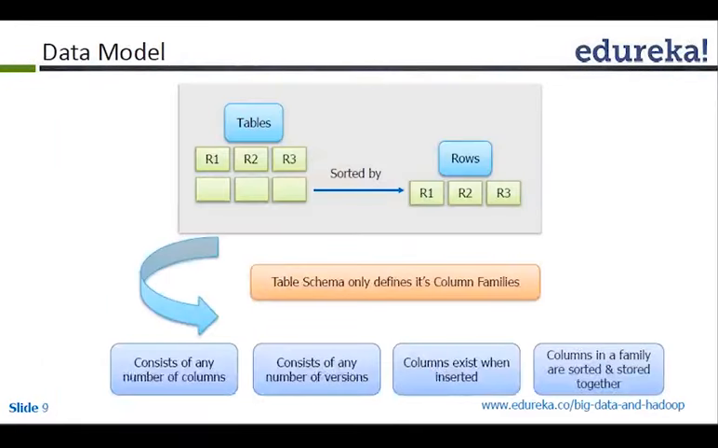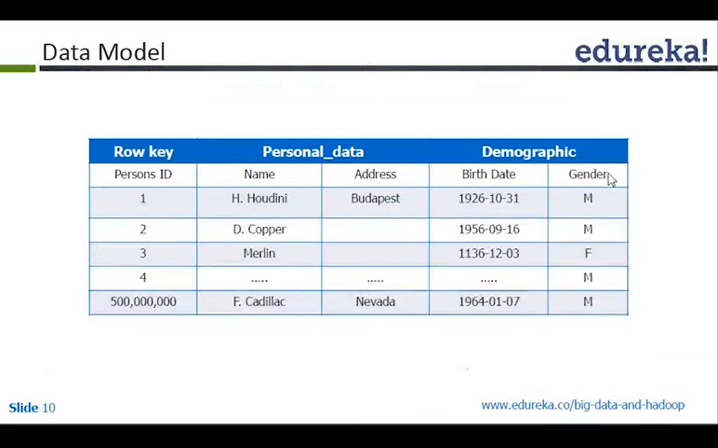So if you look at the data model, you would see that the table schema only defines the column families. We have actually done that in the hands-on. It will consist of any number of columns. So columns are added at the time when you add a record. It can consist of any number of versions depending upon the schema that you have specified. And columns are there only when something is inserted into it. You know that. So that is what a sparse database is. And columns in a family are sorted and stored together. So this is the data model that we have.